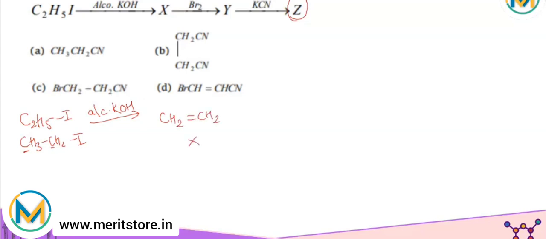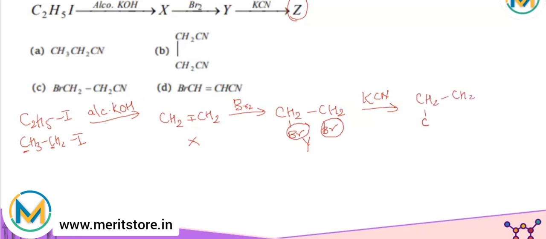So this is X. Now when this is reacted with bromine, the double bond breaks and bromine gets attached to these two carbons across the double bond. So there will be an addition reaction going on. It will form these two Br bonds. So this is Y, 1,2-dibromoethane, and then it reacts with KCN. When KCN reacts with this compound, it has a tendency to replace or substitute this bromine. So we get CH2 and in place of bromine we get the cyanide group. This is Z. Looking towards the option which has this, that is CH2CN and CH2CN, the correct answer among the given options is option B.